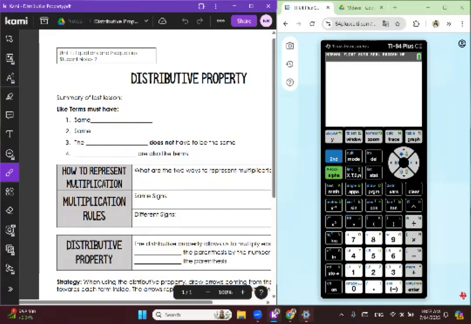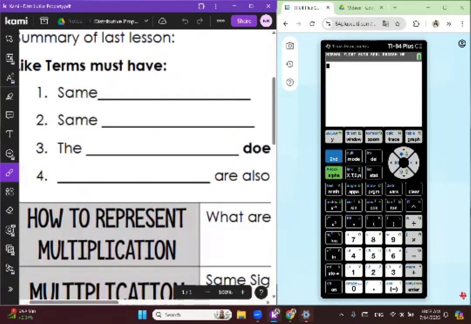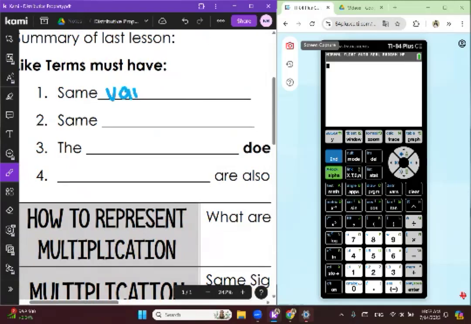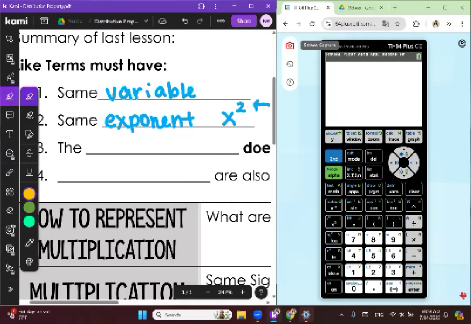So like terms must have what? The same variable, and it also must have the same exponent. Get used to that terminology, because when I get back, that's what you're going to hear. You're not going to hear letters or power, nothing like that. When we talk about the exponent, we're talking about that little bitty number in the upper right-hand corner of a variable.